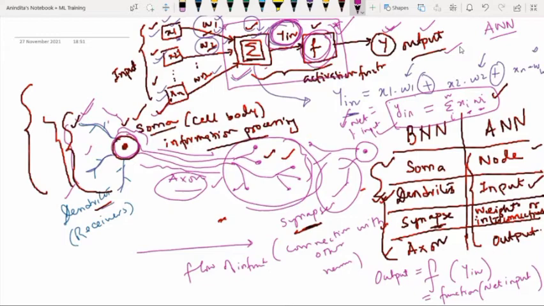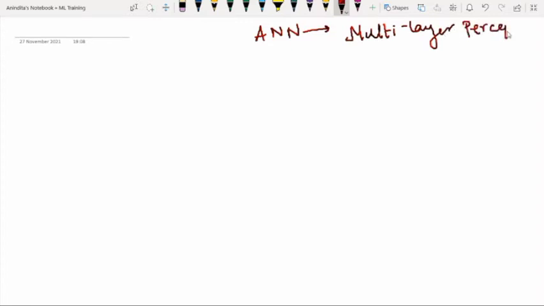After considering this artificial neural network, you will understand one more term associated with it. Whenever we are going to design an artificial neural network, you will find me writing one term that is known as multi-layer perceptron. So now we have to decode this term.